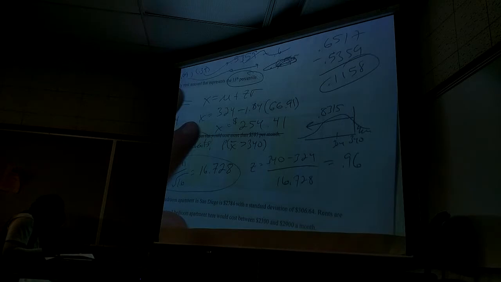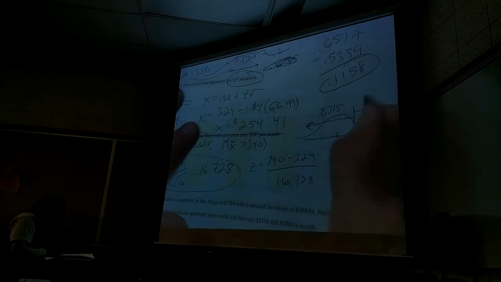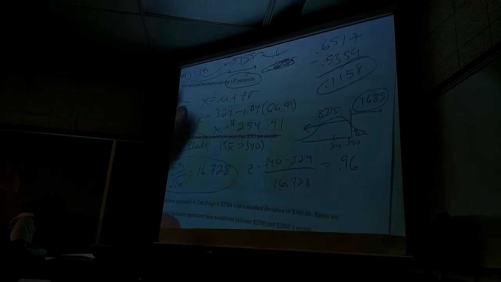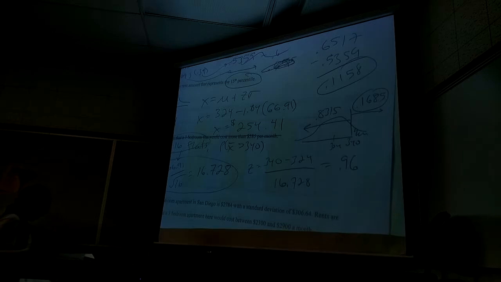8315. Can you look up 0.96? So what's the answer then? So just about a 17% chance you'll get a flat in New Zealand that costs more than $340.